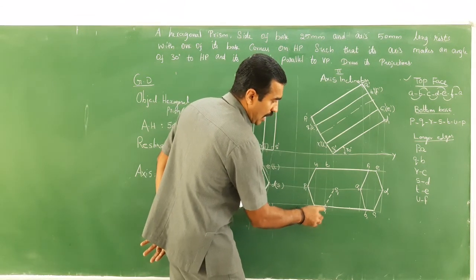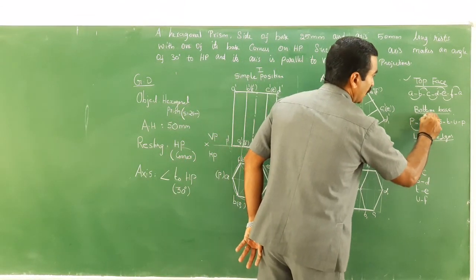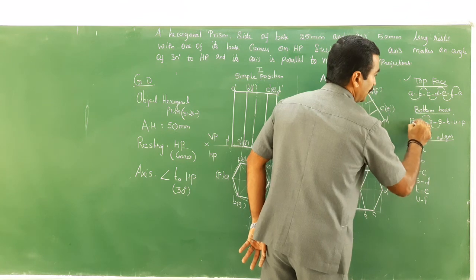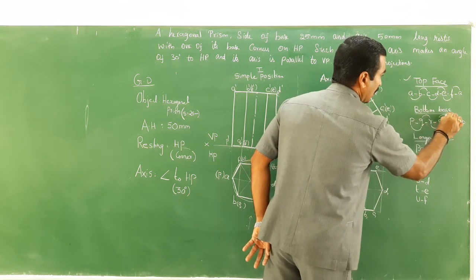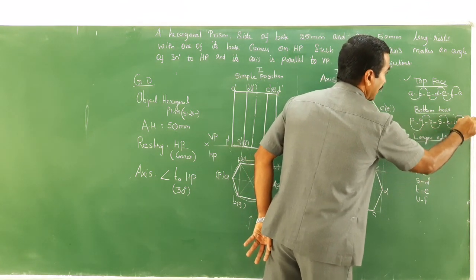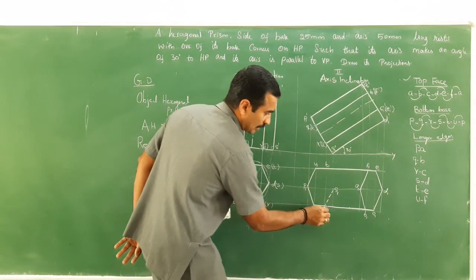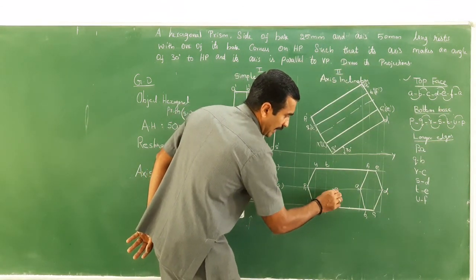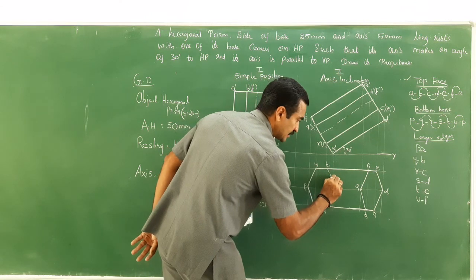So PQRSTU, look at here: P to Q, Q to R, R to S, S to T, T to U and U to P. So P to Q, R to S and S to T. Again it is a dotted line.